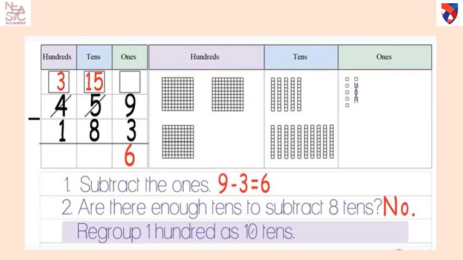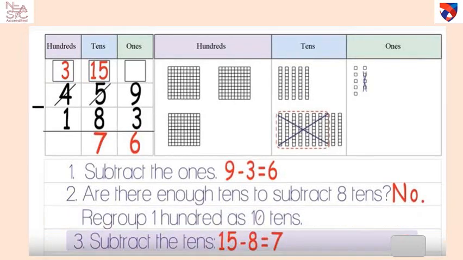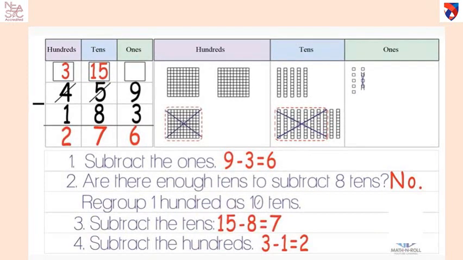Then I will move to the next step, which is the hundreds place value chart. Now in my hundreds place value chart, I don't have 4 anymore. I have 3. So it's 3 minus 1 gives me 2. So 459 minus 183 will be 276.